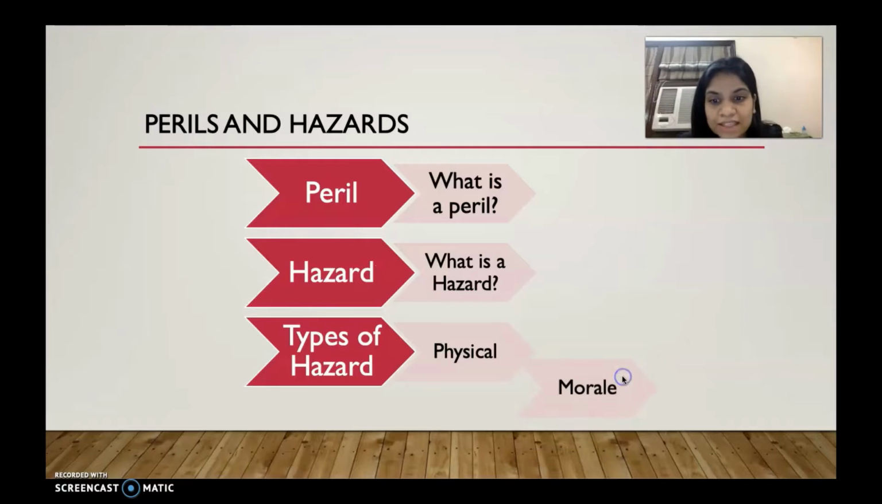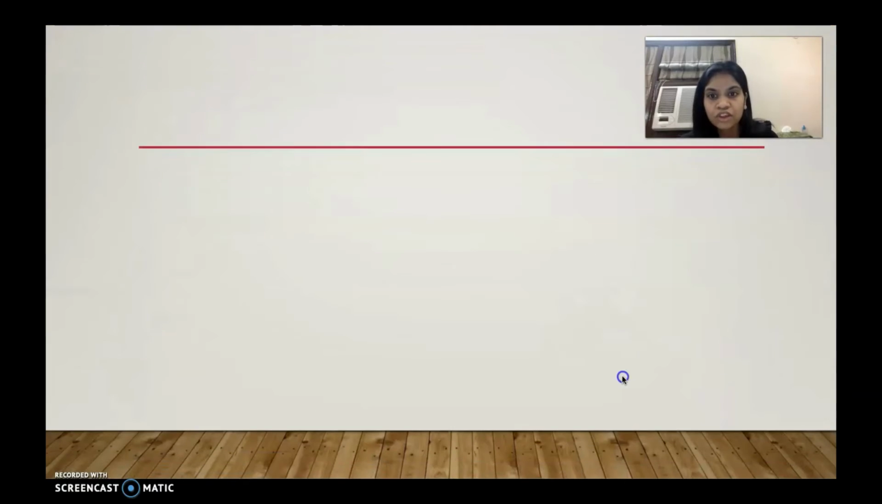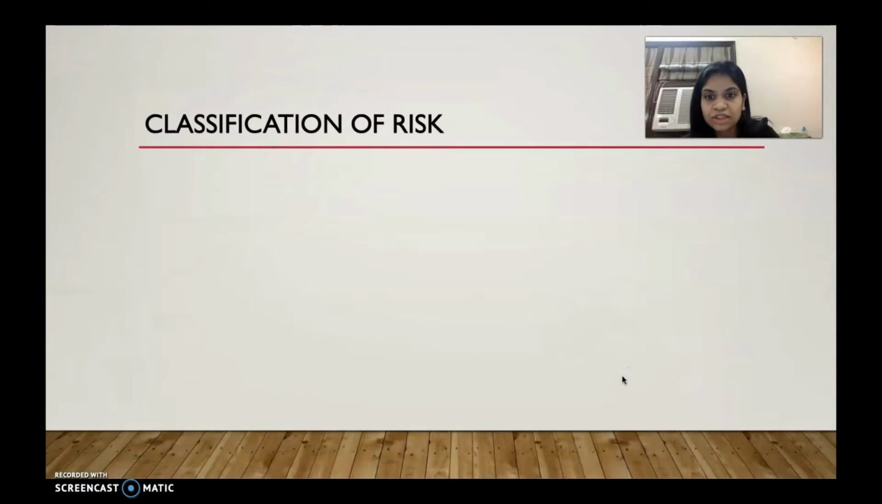Now, the next is moral hazards. Moral hazards are those hazards that result from conditions or circumstances that tend to lead people or institutions to adopt a more careless or reckless attitude and exercise less caution to prevent injury just because they have insurance to back them up. Now, for my last topic, which is classification of risks.